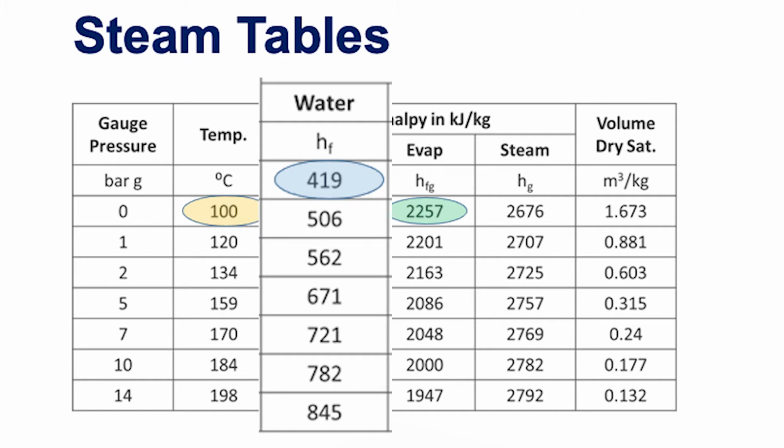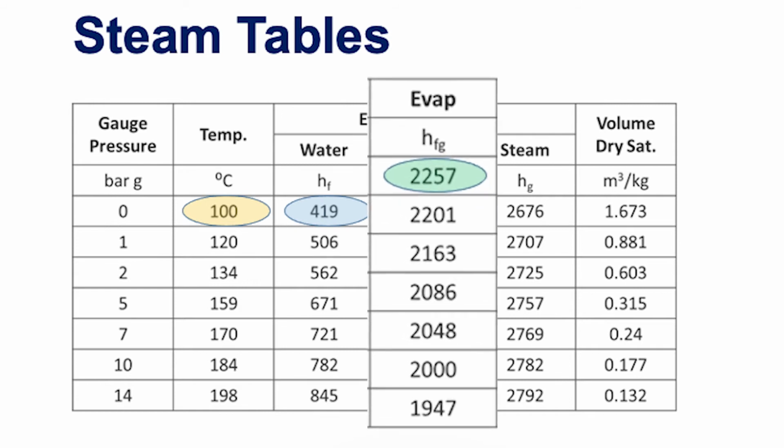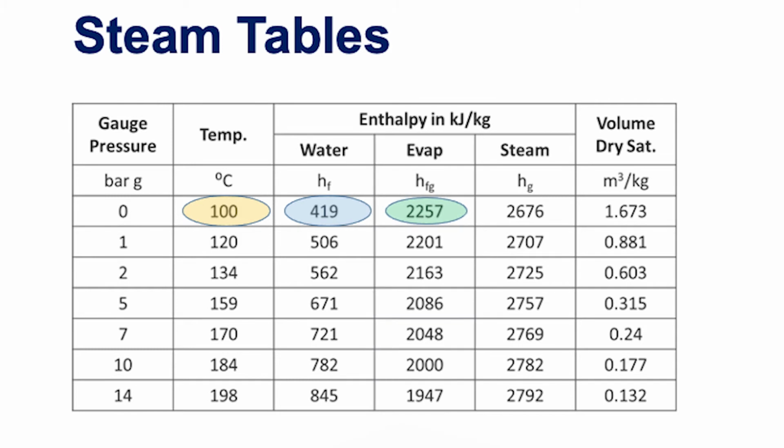In the case of generating steam at 0 bar gauge, where the boiling point is 100 degrees, it tells us that we need to put 419 kilojoules of energy for every kilogram of water we want to bring up to boiling point. That gives us boiling water. We actually want steam. So the next column across shows us how much energy we need to put into the water in order for it to fully evaporate and produce a mass of steam.